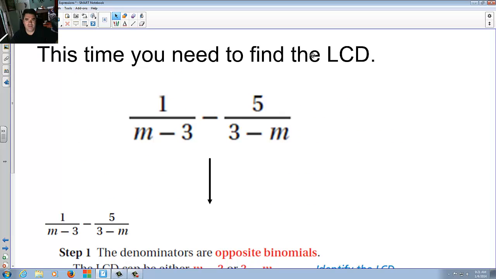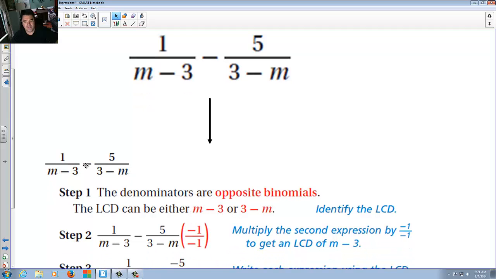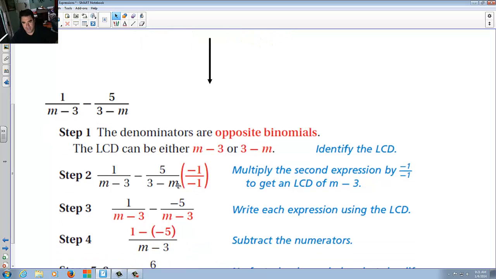This time you need to find the least common denominator, so go ahead: m minus 3 and negative 5 over 3 minus m. The denominators are opposite binomials. The least common denominator can either be m minus 3 or 3 minus m, so you either have to make this into this or this into this. It doesn't make a difference. Well, the first thing they're doing is multiplying by negative 1. To do that, you can go ahead and multiply by negative 1, you're basically switching.